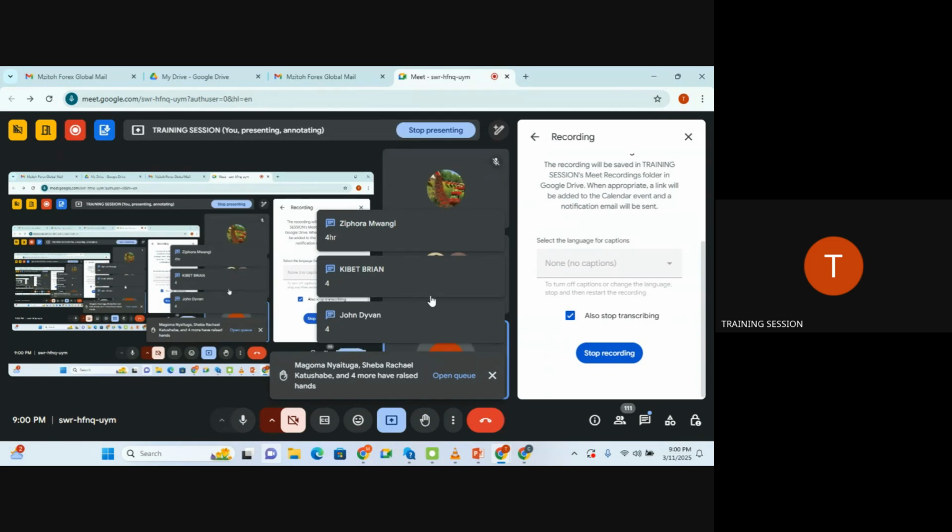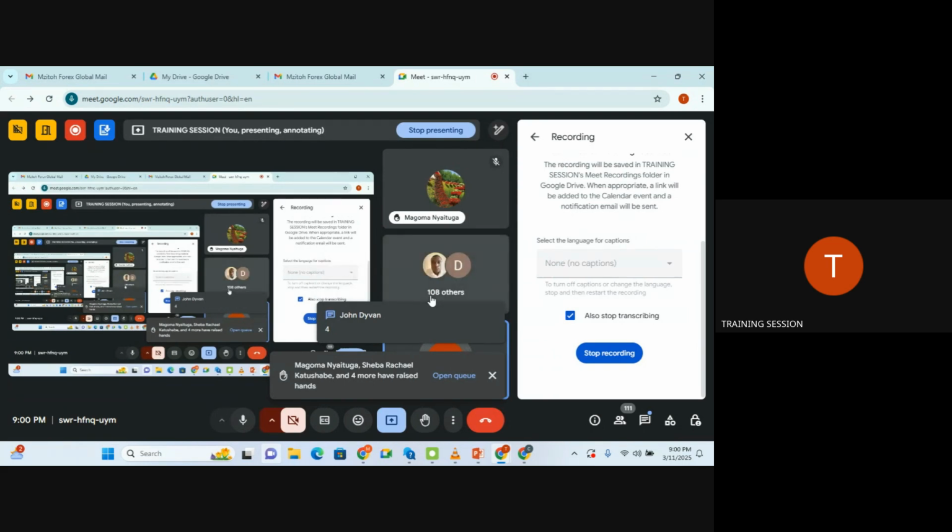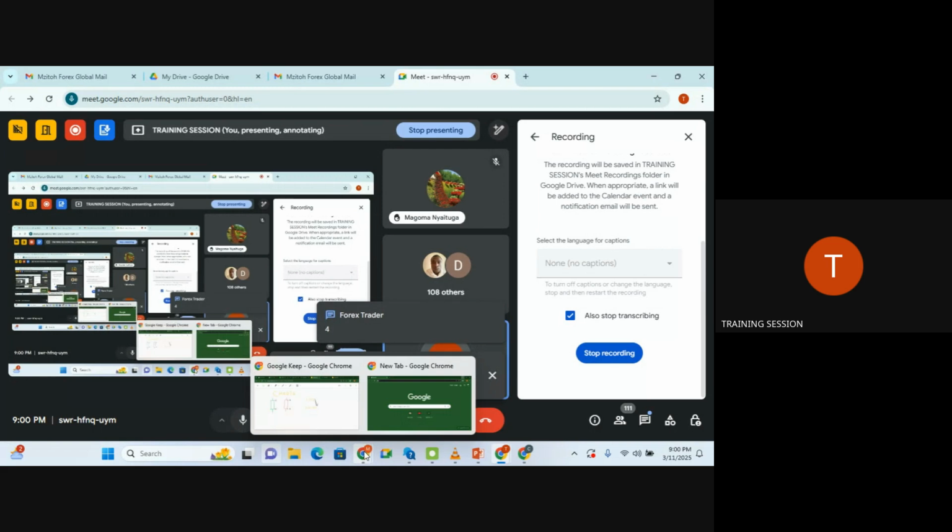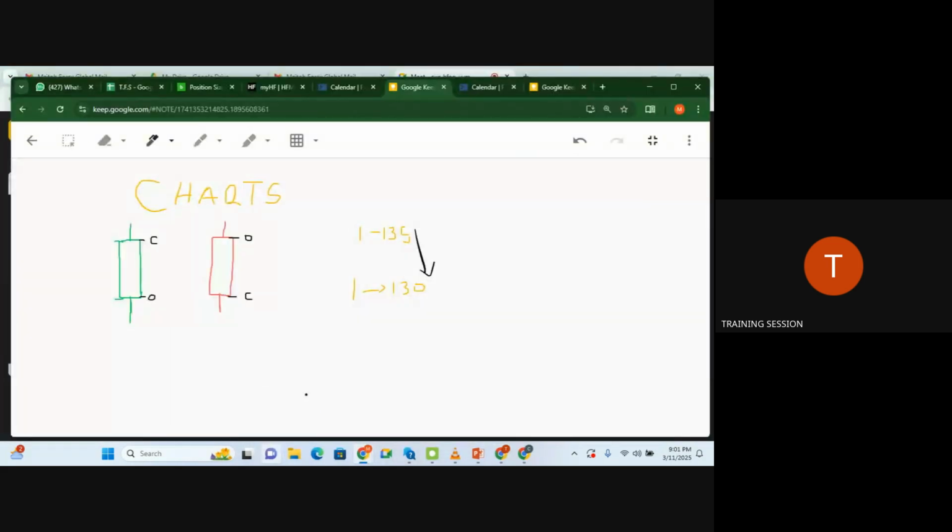So 1 candle of H4 is equivalent to 4 candles of H1. I've said the candle forms depending on the time frame you have selected. If you select 1 hour, every candle forms after 1 hour. If you select 15 minutes, every candle forms after 15 minutes. So each candle will form depending on the time frame you have selected.